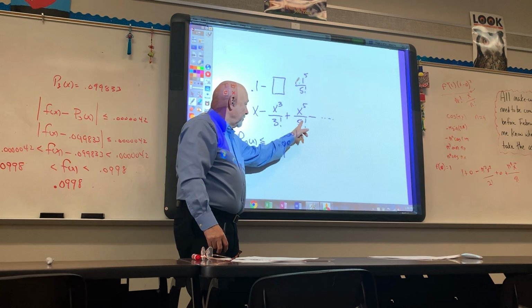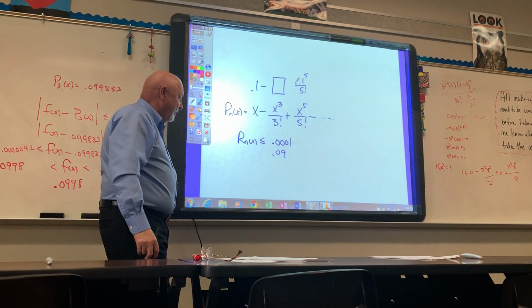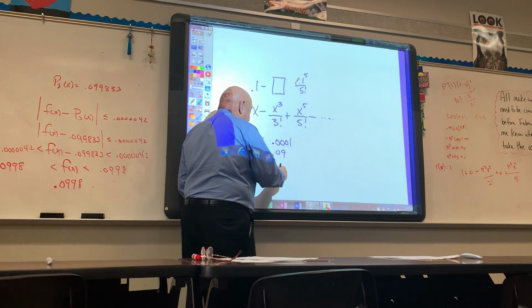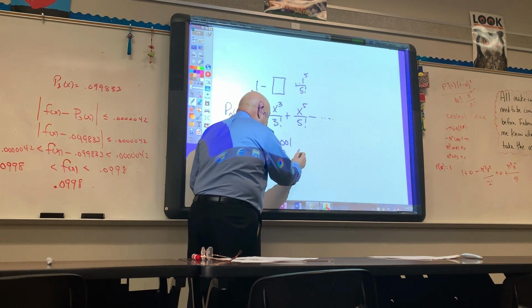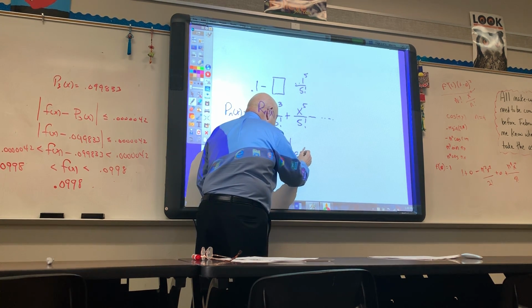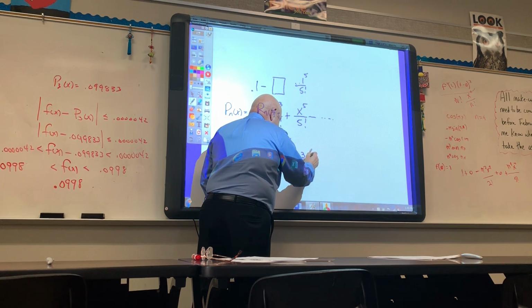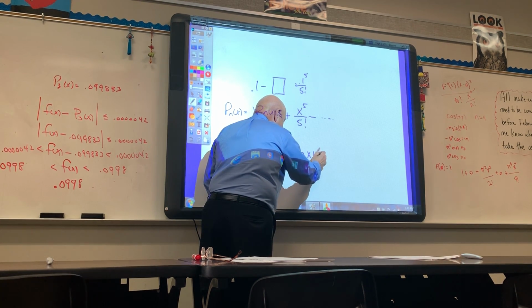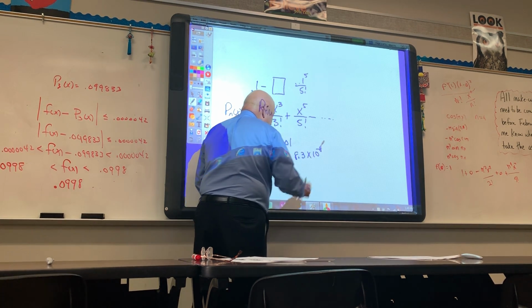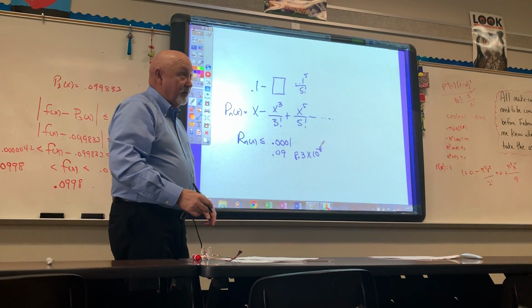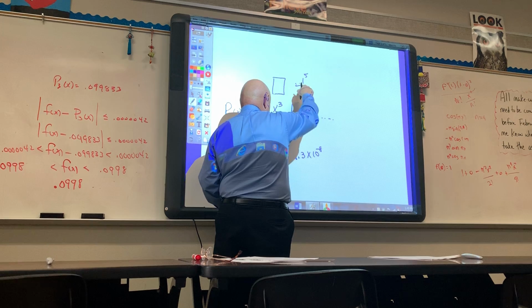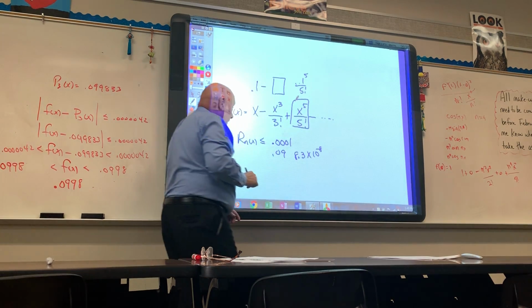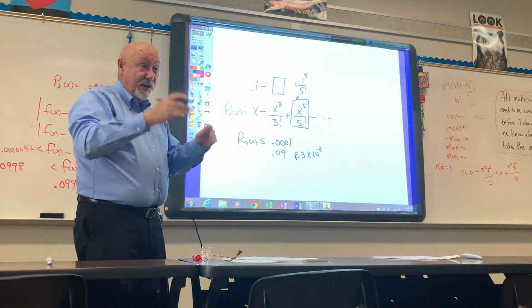what is x to the 5 over 5 factorial? It's 8.33, and then it keeps repeating 3s, times 10 to the negative 8. Okay, well, that's definitely smaller than 0.0001, isn't it? Yeah. So would this be the term for that right there? Is that where you'd stop?